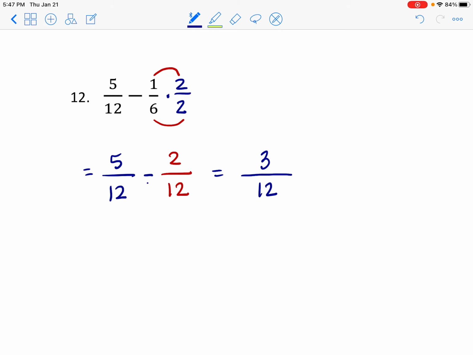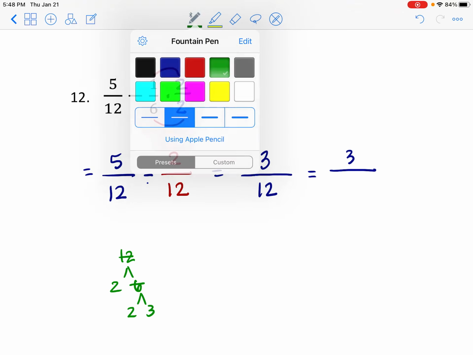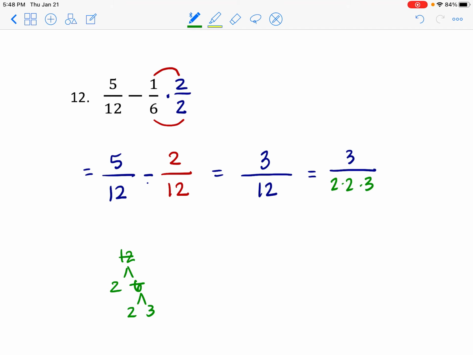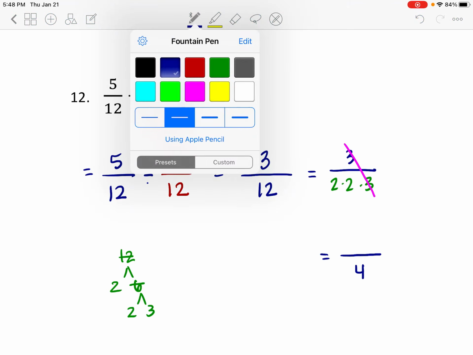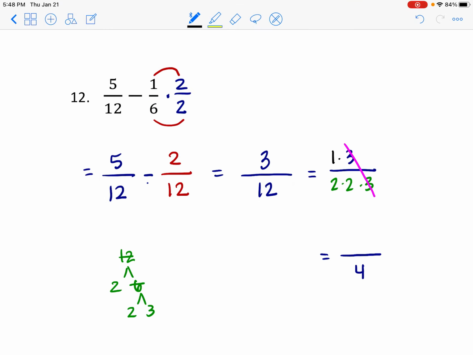Now these two have something in common, because if I break down 12, 12 is 2 times 6, and 6 is 2 times 3. And so really what we're looking at here is 3 over 2 times 2 times 3, and that means we've got a 3 in common. So if that 3 cancels out, reduces out, what do we have left? Well, in our denominator, 2 times 2 is definitely 4, and again, there's that implied, invisible prime factor of 1 that's still up there, and so 1/4 is going to be our simplified answer.